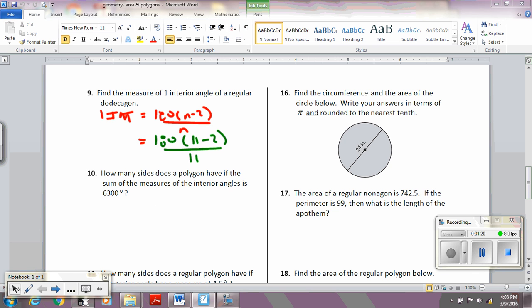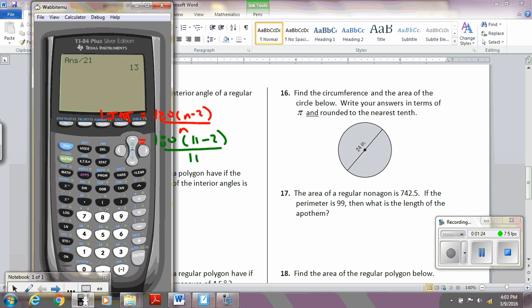So now we grab our calculator. We can type 180 times 9, because 11 minus 2 is 9, divided by 11. And you get roughly 147.3 degrees.